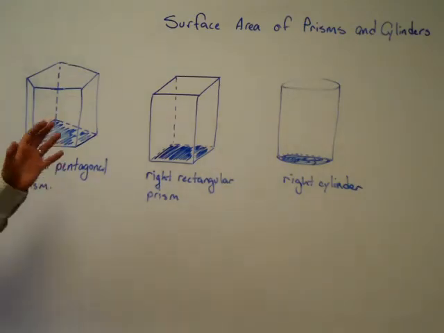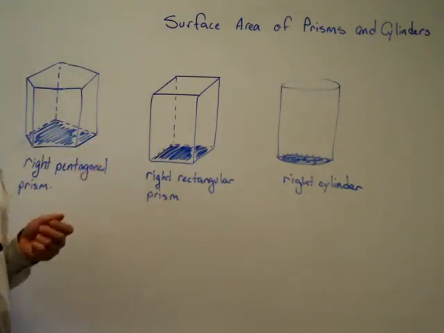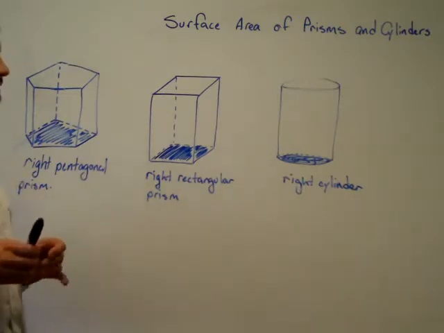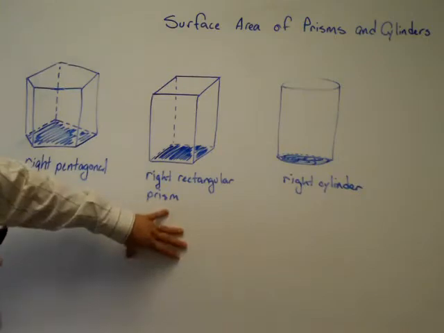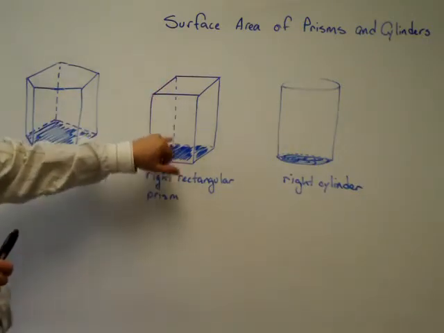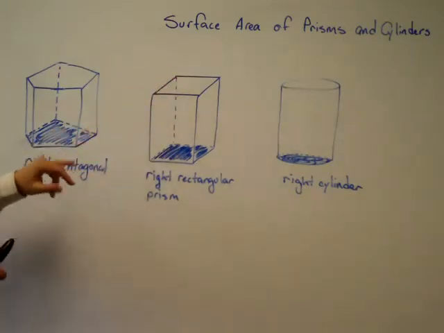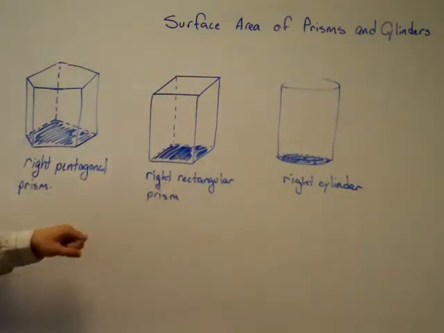A prism is a polyhedron in which there are two parallel and congruent faces, and what we call those are the bases. So for example, this is a prism. The top and bottom look like squares, are parallel and congruent. This is called a right rectangular prism, by the way.